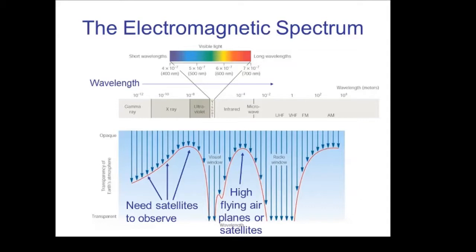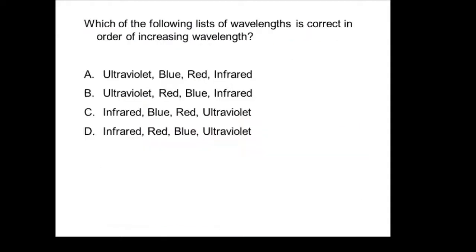All right. Any initial questions about this graph or this information here? All right. So, question for you: which of the following lists of wavelengths is correct in order of increase in wavelength? That means as you go through the list, the wavelength should be going up. It should be increasing.